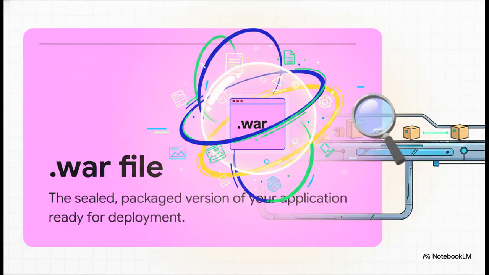And what comes out at the end of this stage? A single file, usually with a .war extension, which stands for Web Archive. You can think of this as the complete, totally self-contained application. All the code, all the images, everything, sealed in a box and ready for the next step.